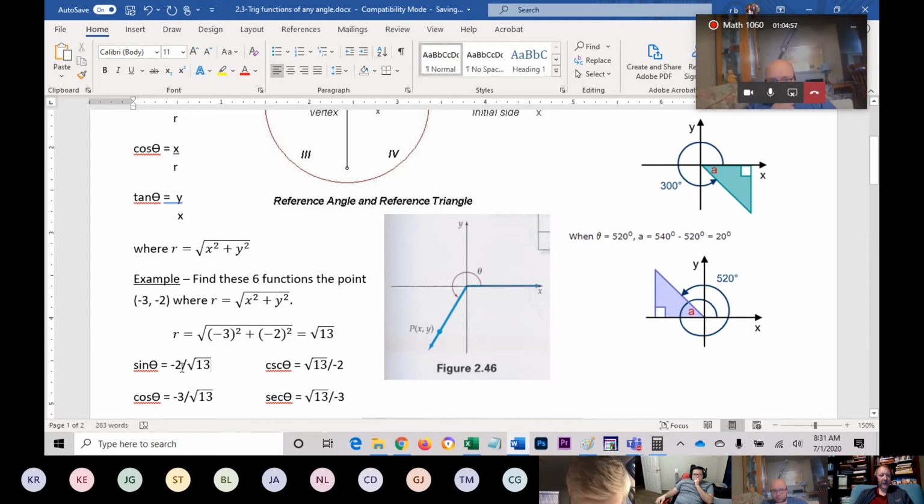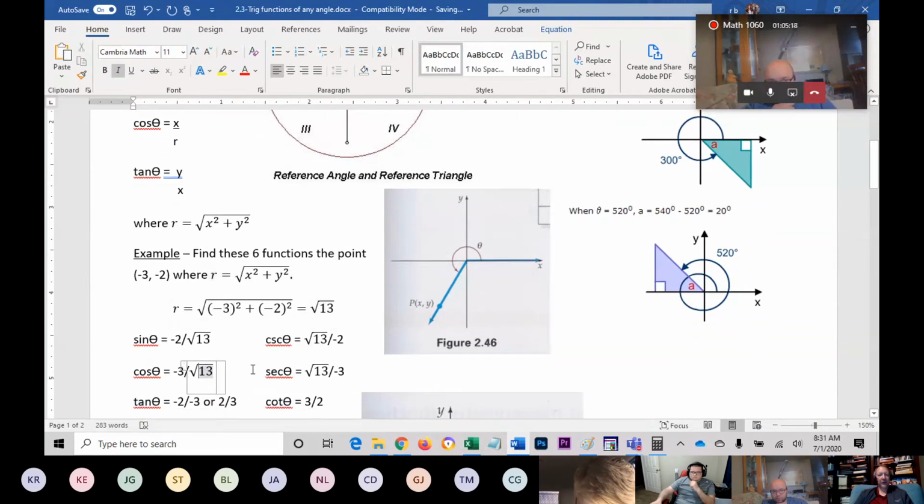So that's basically just your y coordinate over the hypotenuse. Your cosine is going to be basically just the x coordinate over the square root of 13, so that's -3 over the square root of 13. Now I probably should rationalize the denominator, but I'm not going to worry about that for now. Your tangent is going to be y over x, so it's just going to be -2 over -3, which works out to be positive 2/3.